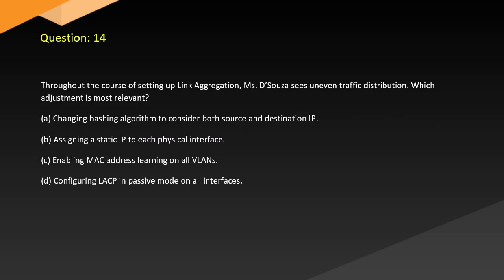Question 14. Throughout the course of setting up link aggregation, Desouza sees uneven traffic distribution. Which adjustment is most relevant? A. Changing hashing algorithm to consider both source and destination IP. B. Assigning static IP to each physical interface. C. Enabling MAC address learning on all VLANs. D. Configuring LACP in passive mode on all interfaces.